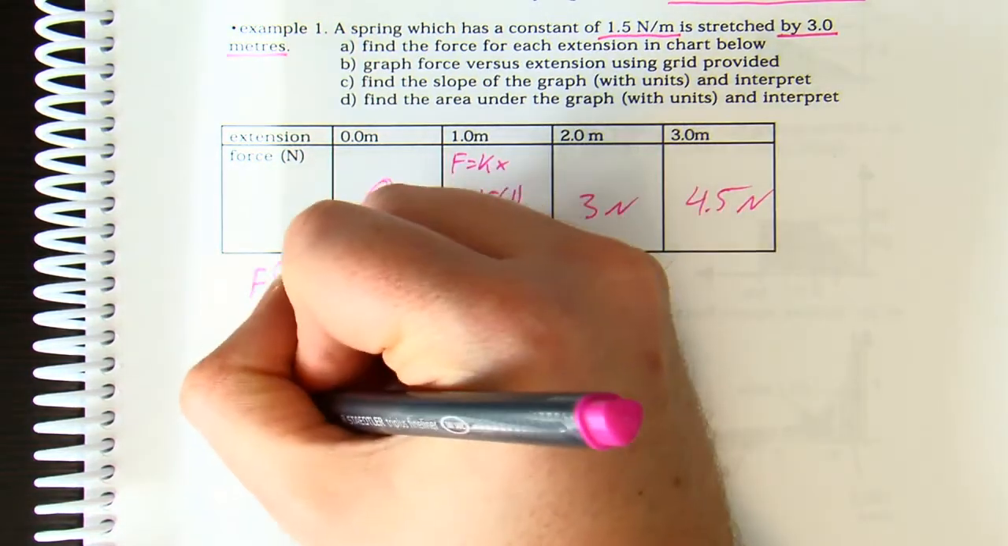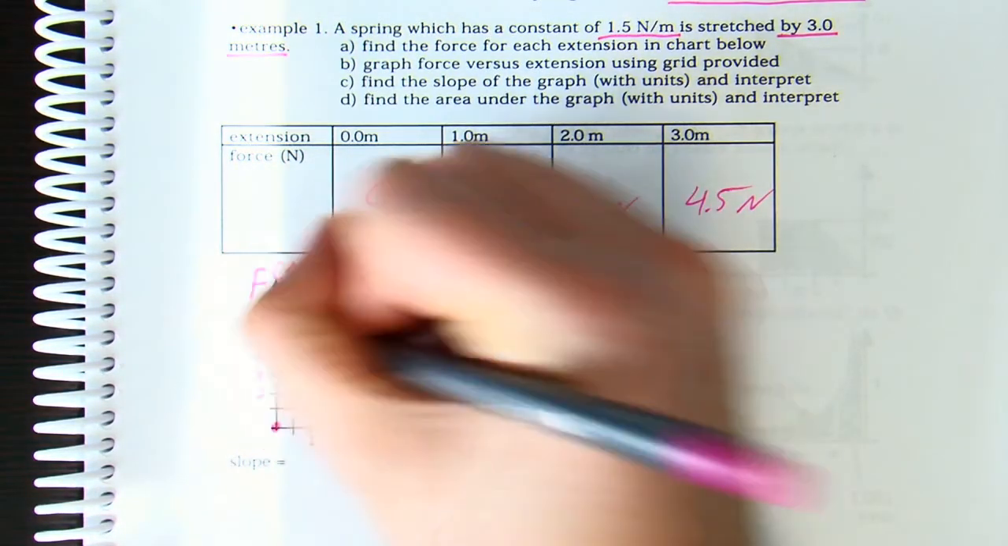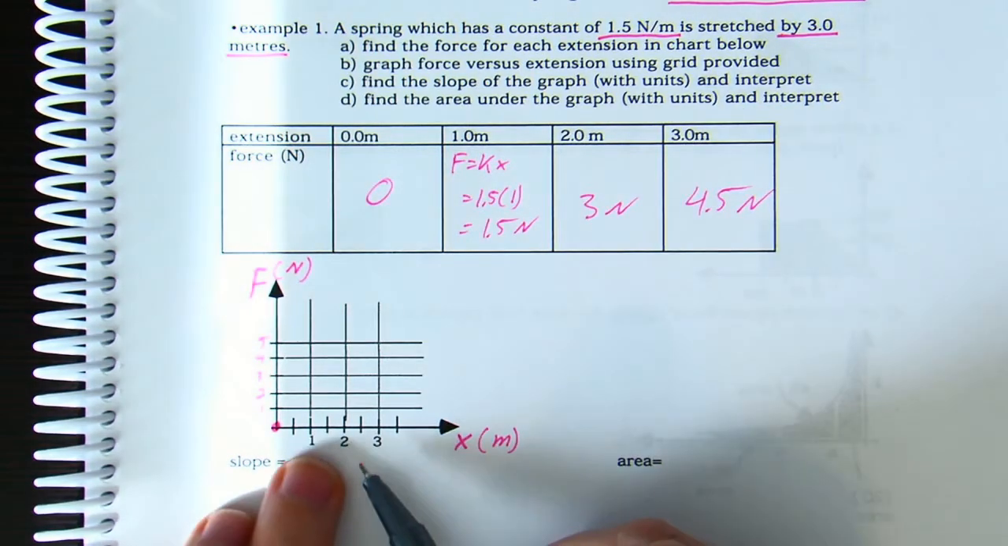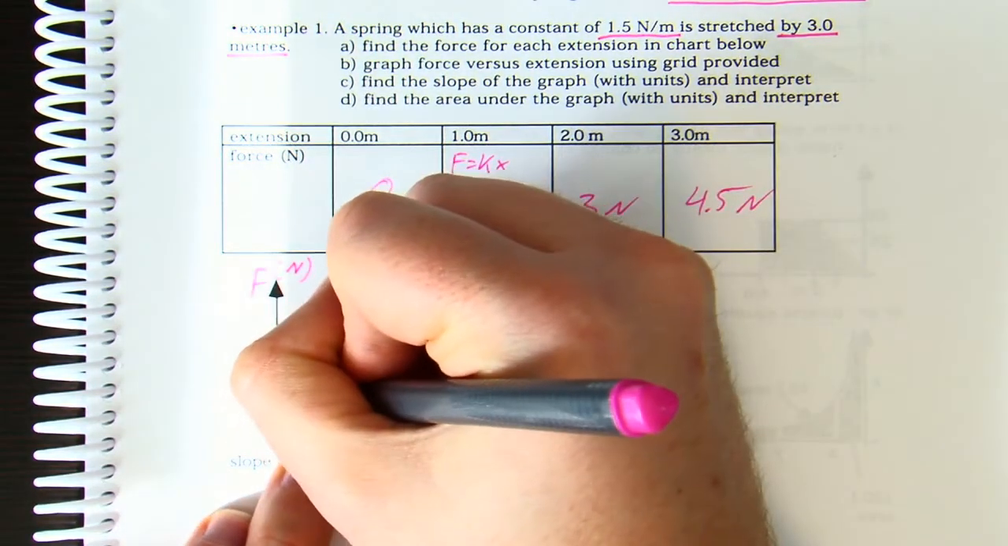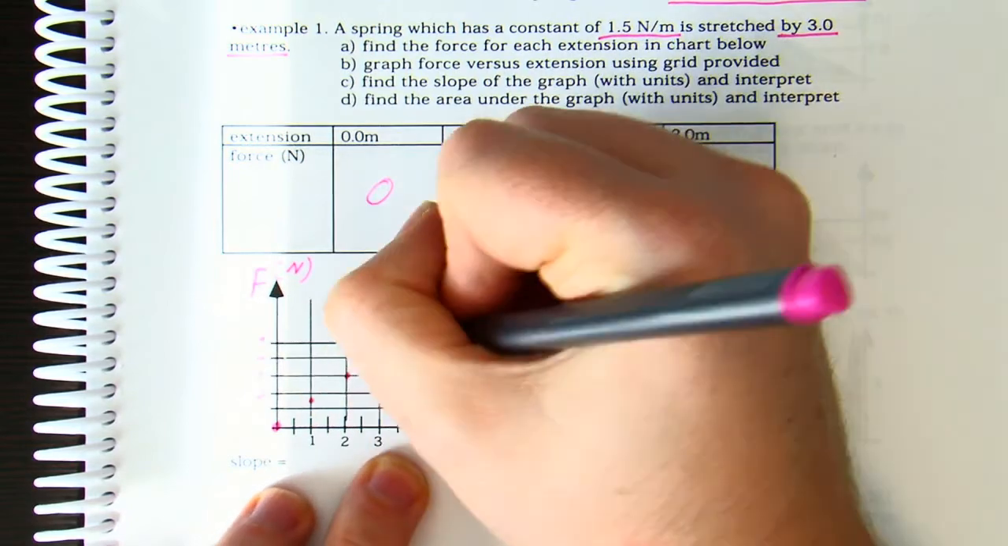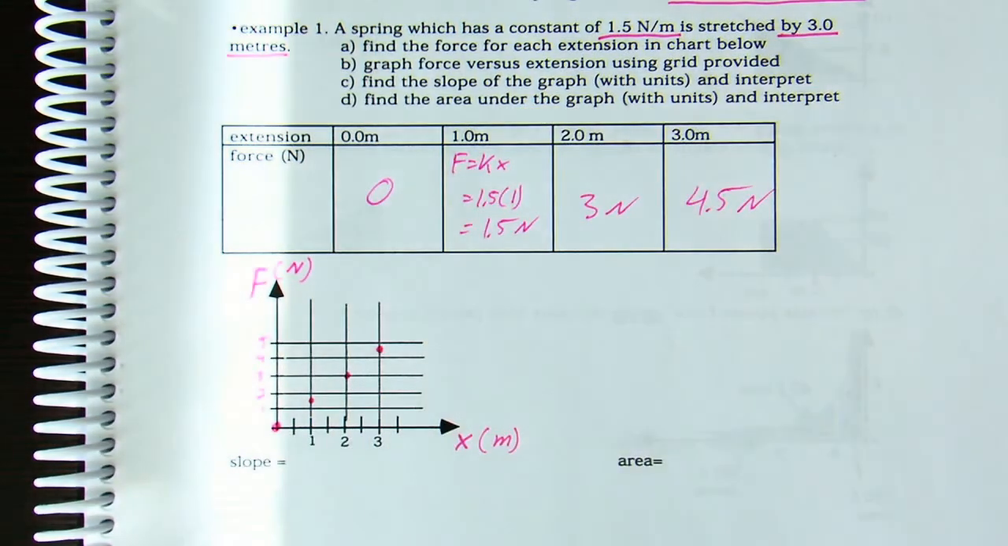So let's graph this thing. 1, 2, 3, 4, 5. I'm going to have 1 meter of extension, and we're going to be here at 1.5, 2 meters at 3, 3 meters at 4.5. And so we can connect the dots, make our line.